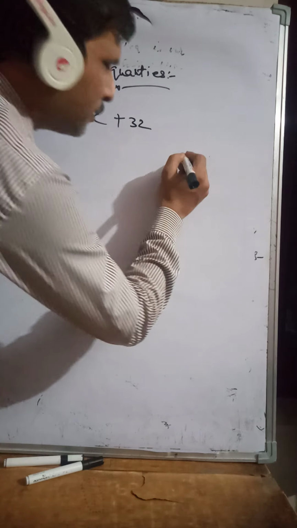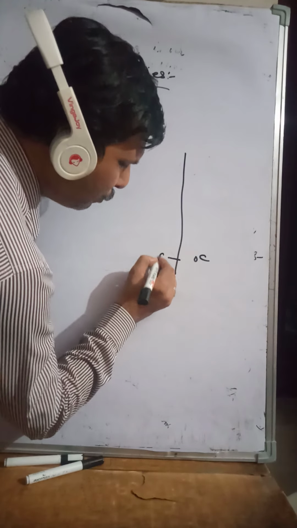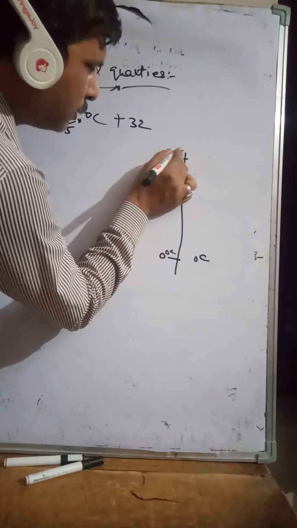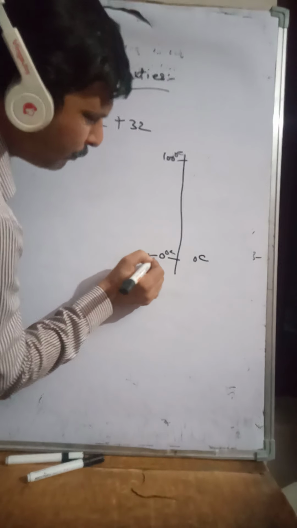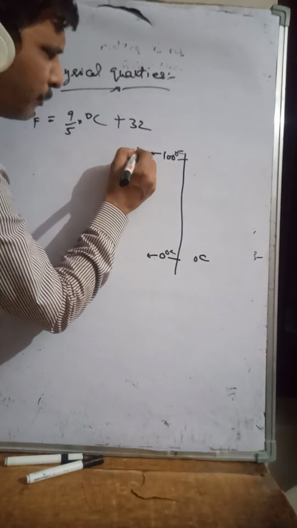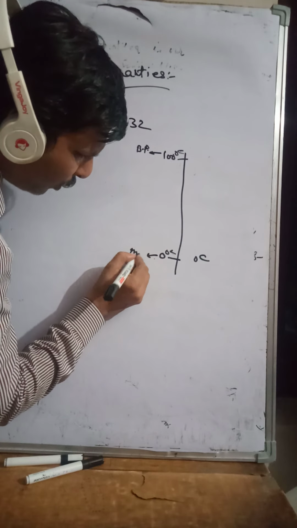Of the 3 scales, the first we have is the degree Celsius scale. The degree Celsius scale goes from 0 degree Celsius to 100 degree Celsius. 0 degree Celsius is the melting point of water, and 100 degree Celsius is the boiling point of water. This is the boiling point of water, and this is the melting point of water.